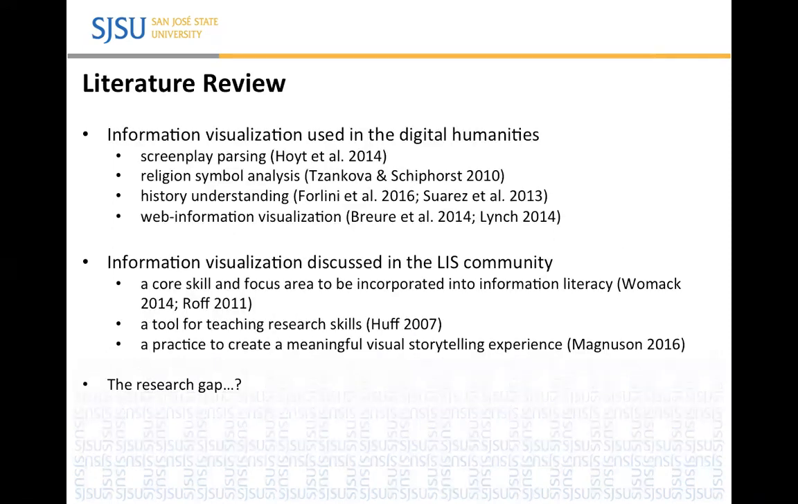So before we talk about the actual data and the methodology, I would like to quickly go through the literature. The literature relevant to the topic here can be viewed from 2 perspectives. One is to look at information visualization used in the digital humanities, and the other is about information visualization discussed in the ALIS community. And from there, we try to identify, again, the intersection, the overlapping area of these 2 parts. As we have already seen earlier, just in the previous couple of slides, the digital humanities field has widely embraced the concepts of information visualization.